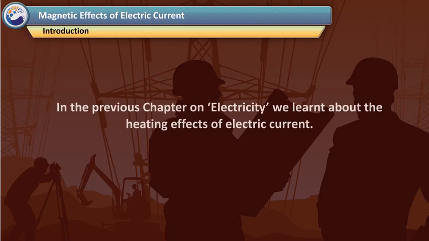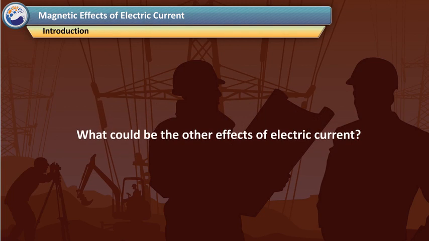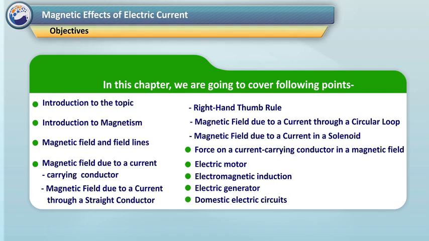Chapter 13, Magnetic Effects of Electric Current. In the previous chapter on electricity, we learnt about the heating effects of electric current. What could be the other effects of electric current? In this chapter, we are going to cover the following points.